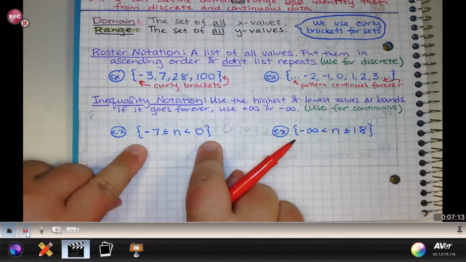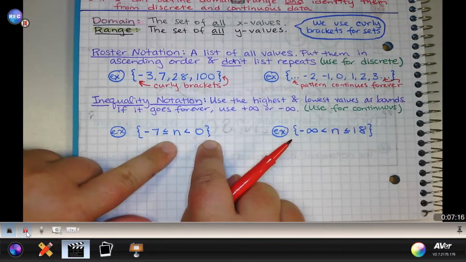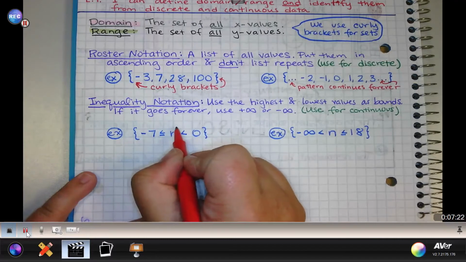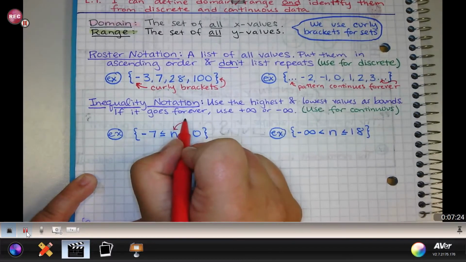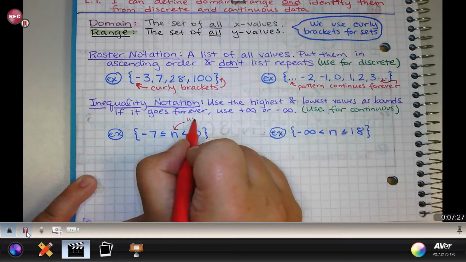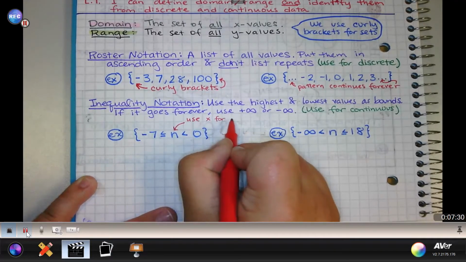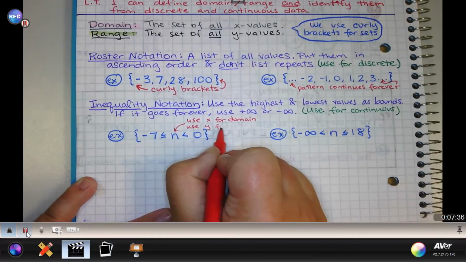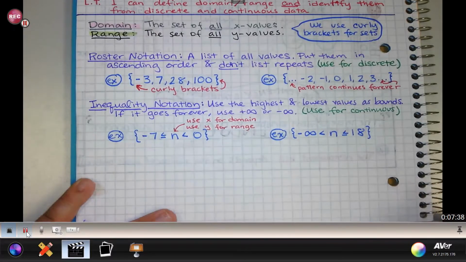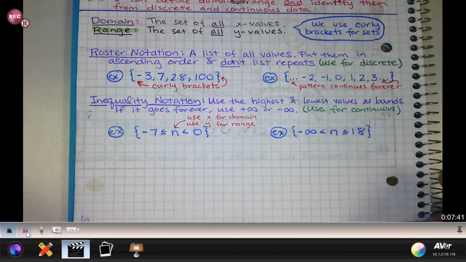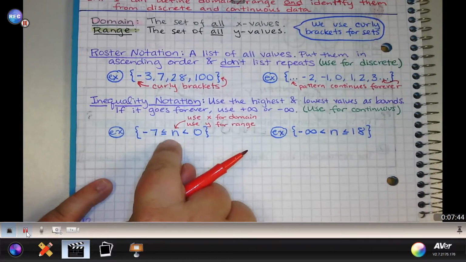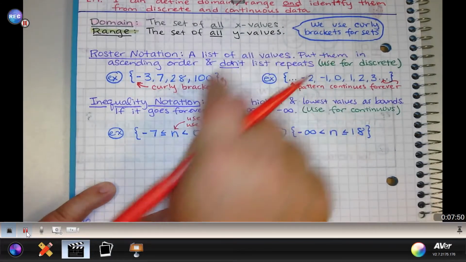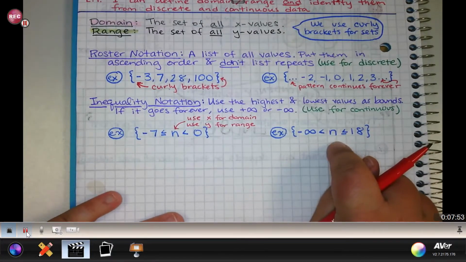So again, notice I've got these curly brackets, and then all of a sudden you're like, hey, where in the world did this n come from? Well, I'm just using it as a placeholder. In reality, what we would want to use is x or y. We would use x for domain, and use y for range. Okay? I didn't want to put an x or a y in there right now because I didn't want you to think it would always be that way. But that's what will happen. If you're describing the set of all x's, put an x there. If you're describing the set of all y's, put a y there.